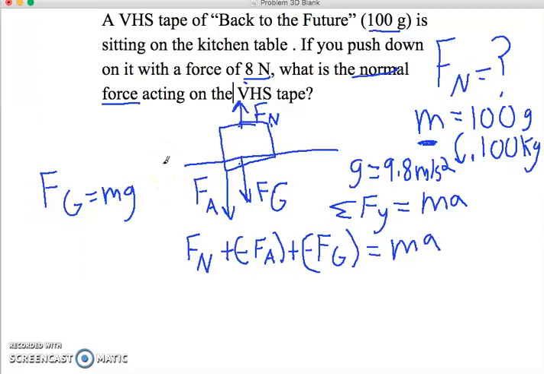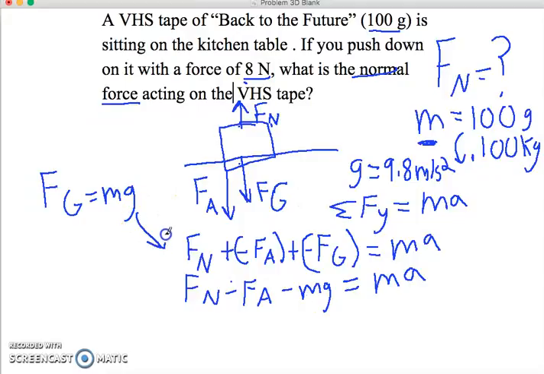So we're actually going to plug that information in. So we're going to simplify it a little bit. We'll get the normal force minus the applied force minus mg equal to ma. So again, I just basically took the formula for force of gravity and I plugged it in. So now we have m and g, and we know both of those things. So now all that's really left is plug in. We just have to be careful about everything.